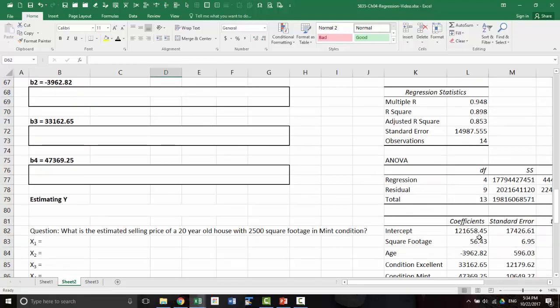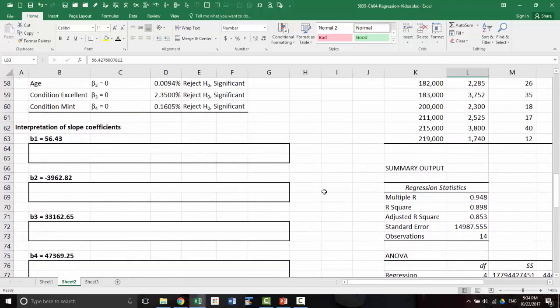So remember, all the slope coefficients relate back to y hat, y hat here being the price of the house. Now the square footage coefficient says that if the square footage increases by 1 unit, then y, the price of the house, will increase by that much. Each unit of square footage is worth $56.43. The house price will go up by that amount.